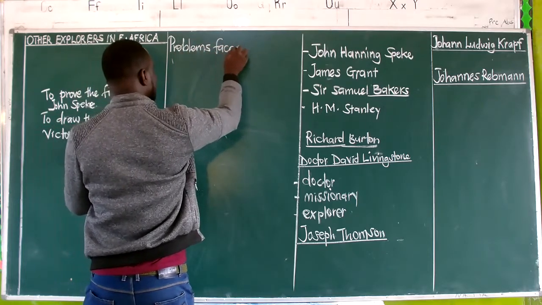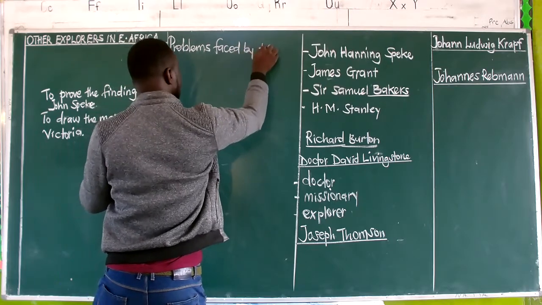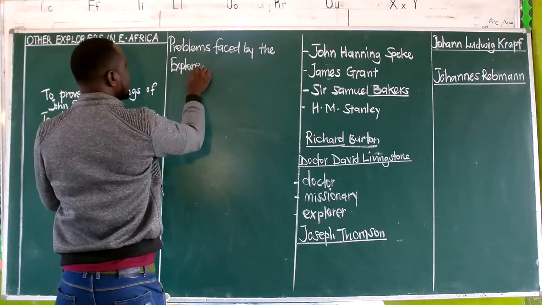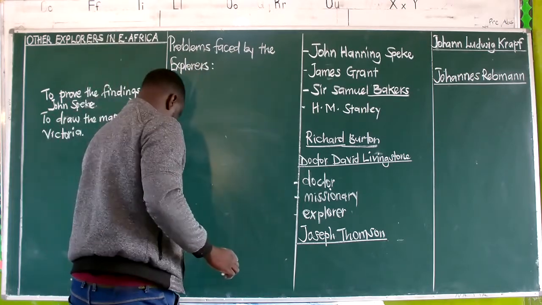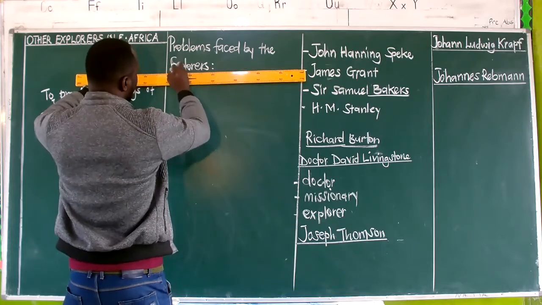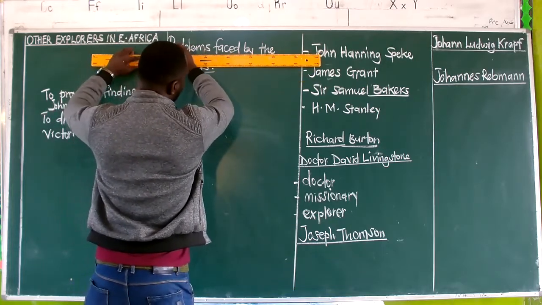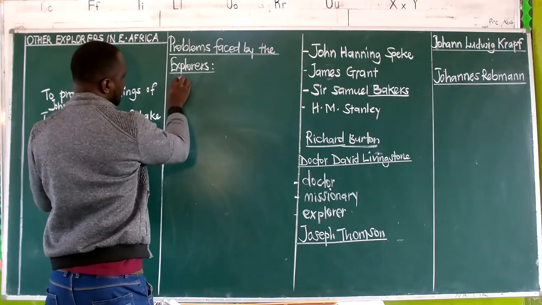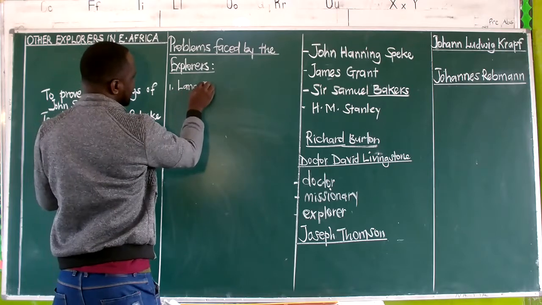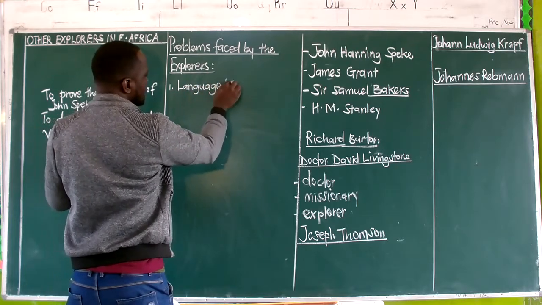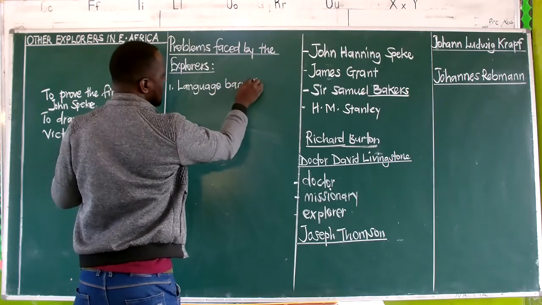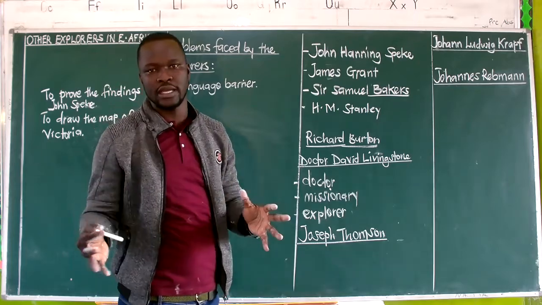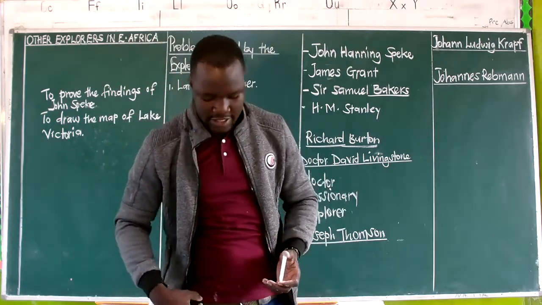Problems faced by the explorers while in East Africa. So we have said the first problem is that these people met a language barrier, that is, difficulty in communication, meaning they could not understand what the locals spoke, or they did not understand the local languages spoken by the natives, by the local people in East Africa.